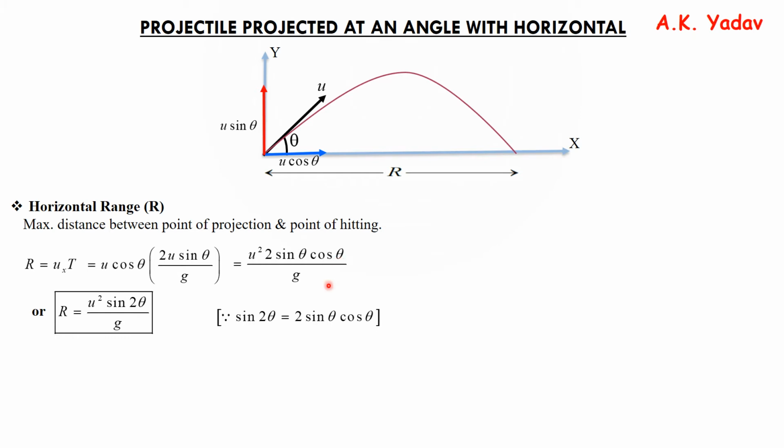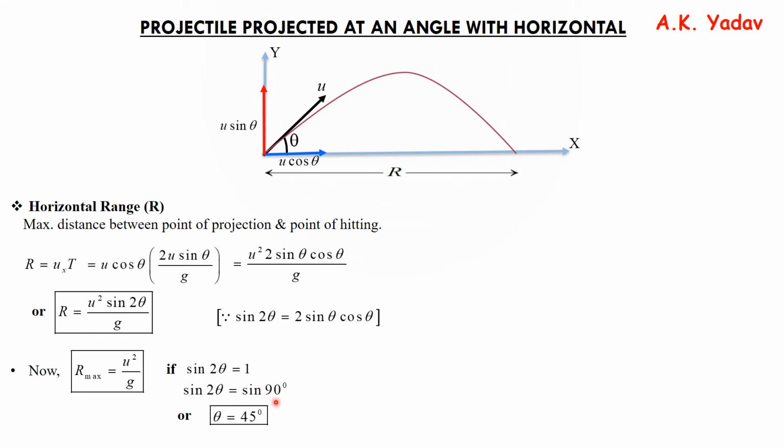as R is equal to u square sin 2 theta upon g, as sin 2 theta is equal to 2 sin theta cos theta. Now the maximum range possible is u square by g if sin 2 theta is equal to 1, because 1 is the maximum value that you can obtain in sine. So this can be written as sin 2 theta is equal to sin 90 degree, because sin 90 degree is equal to 1. From this we get theta is equal to 45 degree. That means if an object is projected at an angle of 45 degree, it covers the maximum range.